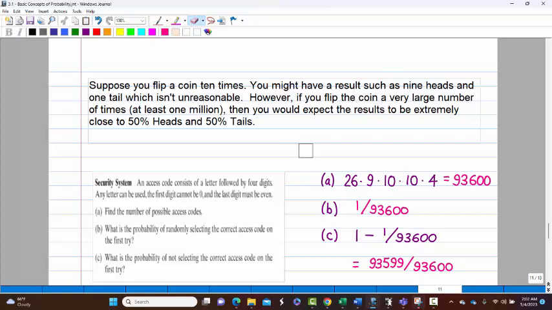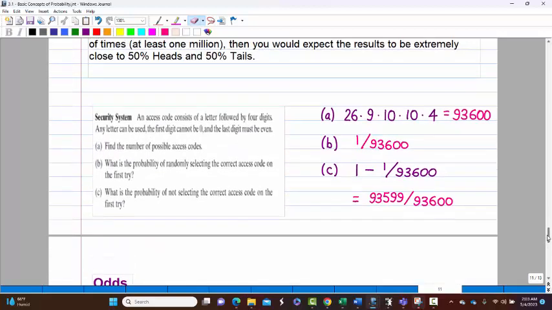But if it's flipped 10 million times and you got 9 million heads and 1 million tails, that tells you there's something wrong with your coin. 9 million to 1 million, your coin's messed up. Maybe it's got some different metals in there that weight it funny, or whatever the case may be. It's not an unbiased coin at that point. So it should even out in the long run is what we're saying.